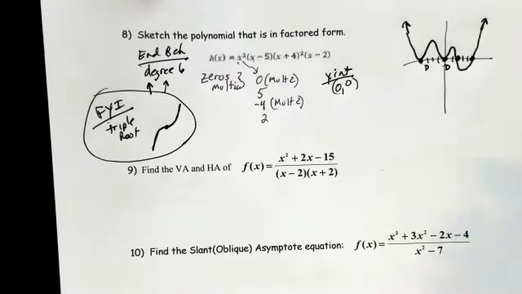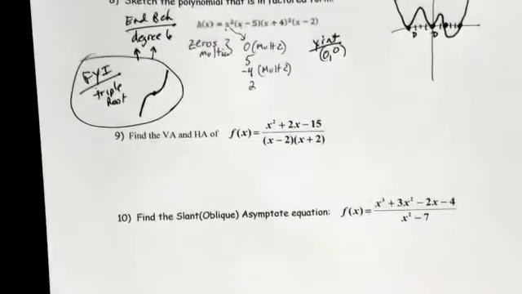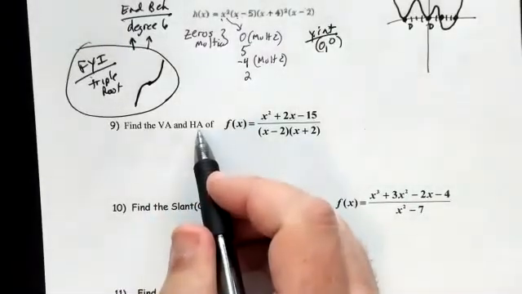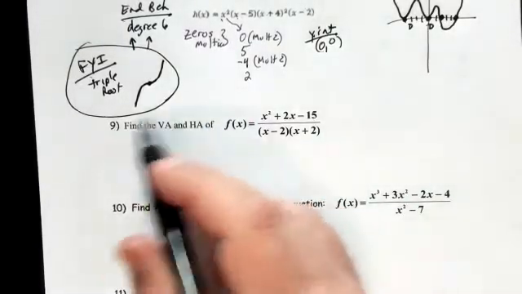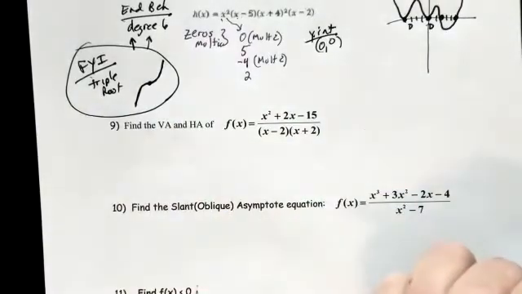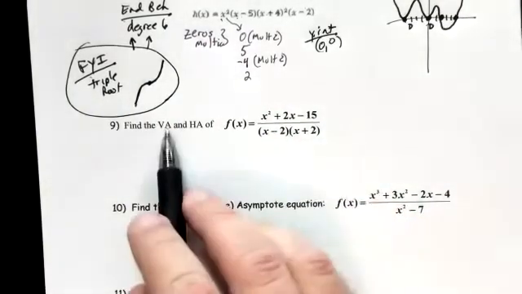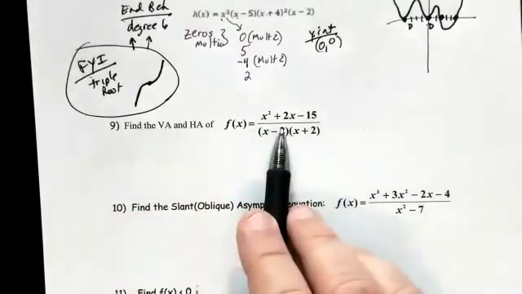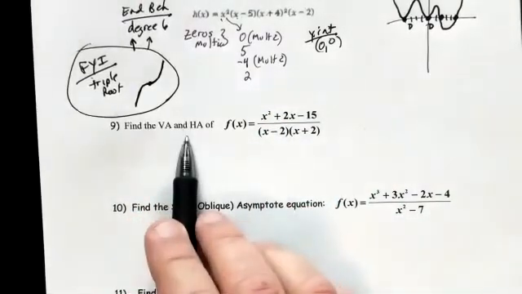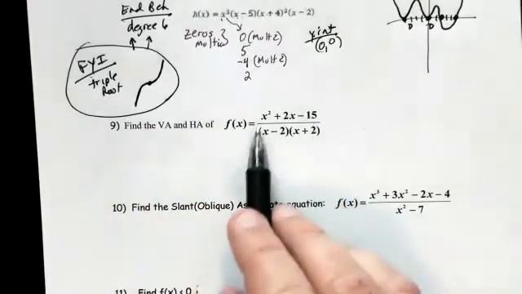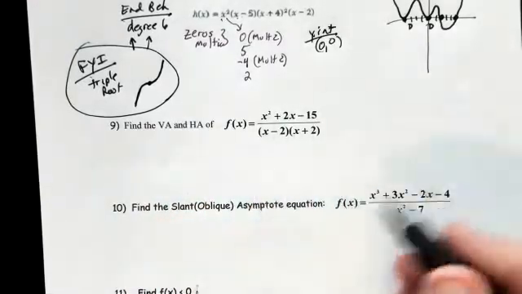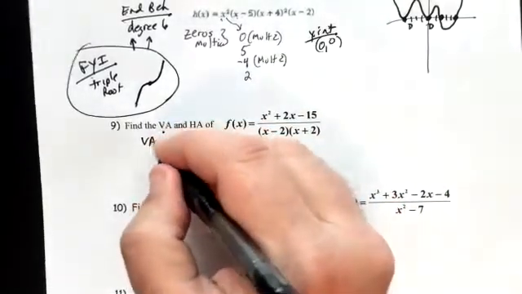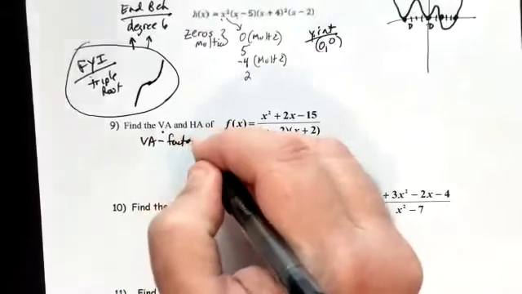All right, so number 9, finding the vertical asymptote and the horizontal asymptote. We hit this right before spring break. Vertical asymptote will come from factors here. Horizontal asymptote will come from our degrees. Now to do the vertical asymptote, make sure you factor everything first.